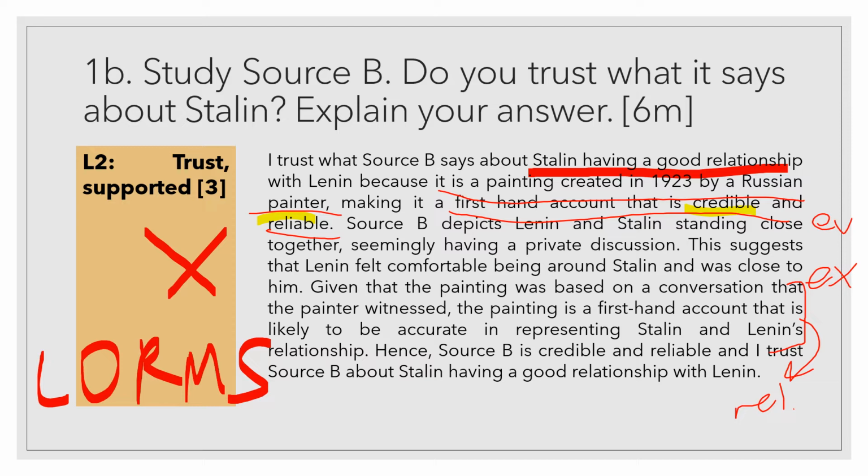So my argument can be that, oh, the painter painted this scene, so he must have seen this happening and therefore it's a first-hand account likely to be accurate. Okay, but like I said earlier on, this is a wrong answer. Let's move on to talking about correct answers.